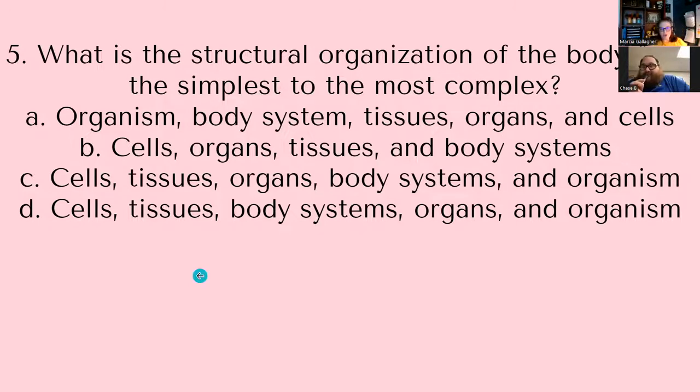Yeah, but based on organs or tissue, which do you think would be the lowest on the totem pole there? Probably tissue. Tissue only has a single function, where organs have more than one function. Yeah, multiple functions. Okay, so that knocks D out. So C says cells and tissue, organs, body system, and organism. I think I would go with C because I think body system should come after organs. I'm going to agree with you. I'm going to go with C.